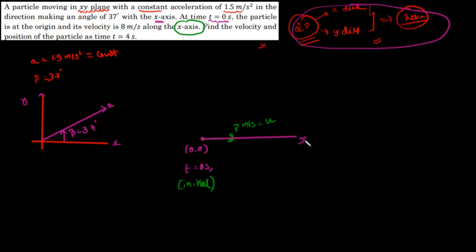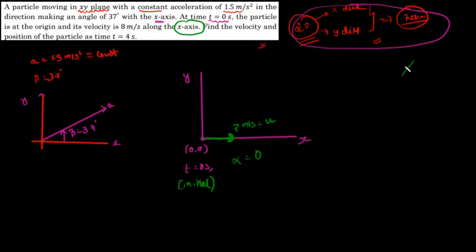Let me take this as the x-axis and this as the y-axis, and this is going to be my initial velocity. We clearly get to know that the initial velocity was in the direction of the x-axis. So what is going to be alpha? Alpha is going to be 0.